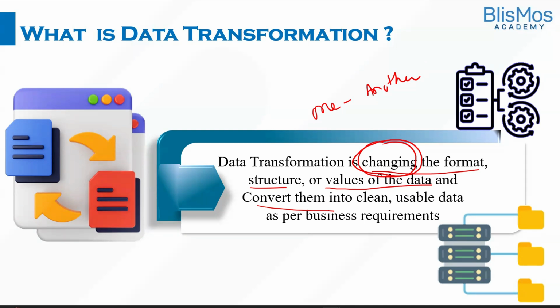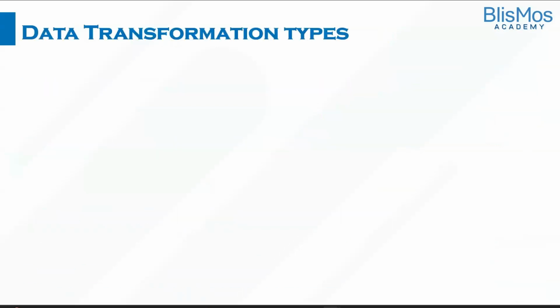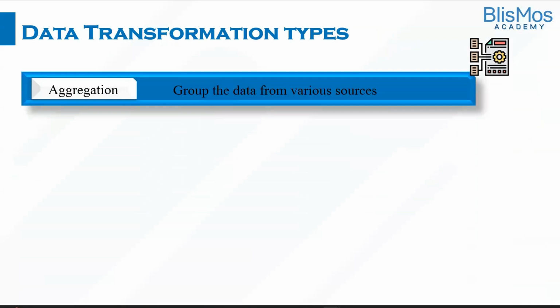Okay. Now that we understood what is data transformation, let us understand different types of data transformation. What are the different types of transformations? We do have different types of transformation, but let us pay attention to a few of them which are very, very important. First and foremost thing is aggregation. What do you do in aggregation? We are trying to group the data from various sources. For example, if somebody is a national level representative of an organization, they need to aggregate the data from all the states into a national level.